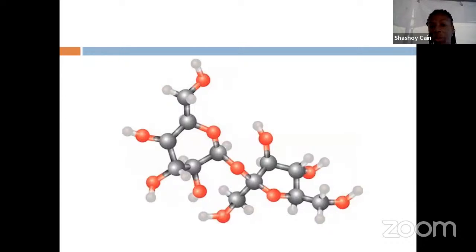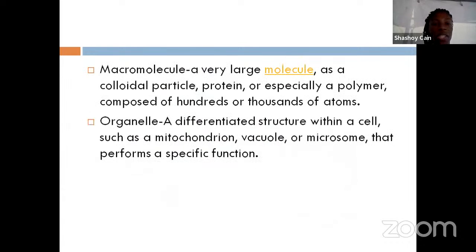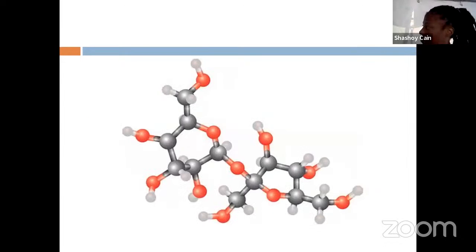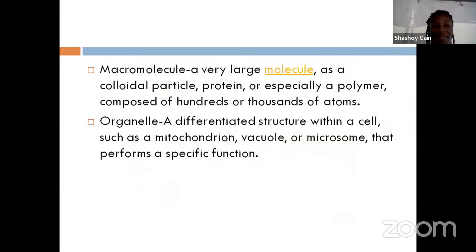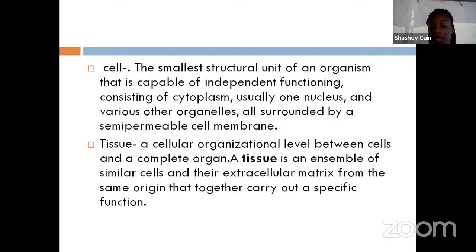And these are the molecules. A DNA strand. Right. So let us move on.